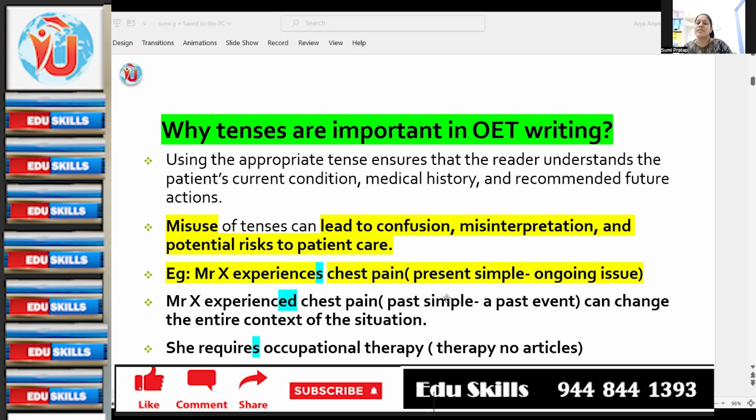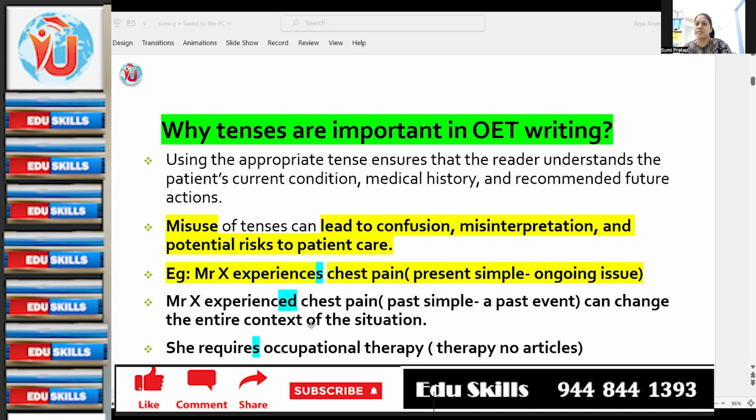Okay. For example, Mr. X experiences chest pain, because it is the third person. When the verb comes, we have to write s. Okay, this is present simple tense. When we are writing according to the context, if it is present tense we are writing, and we write here without s, or if it is past tense and without ed, it will be wrong. Okay, so we have to be very particular, we should know where to write ed, past tense, and where to write s, present tense.